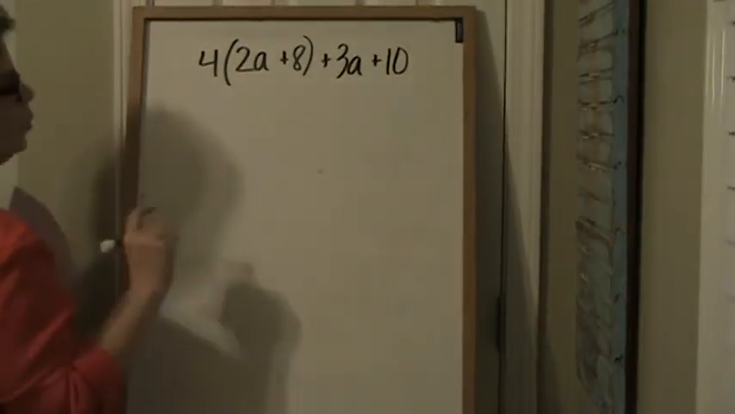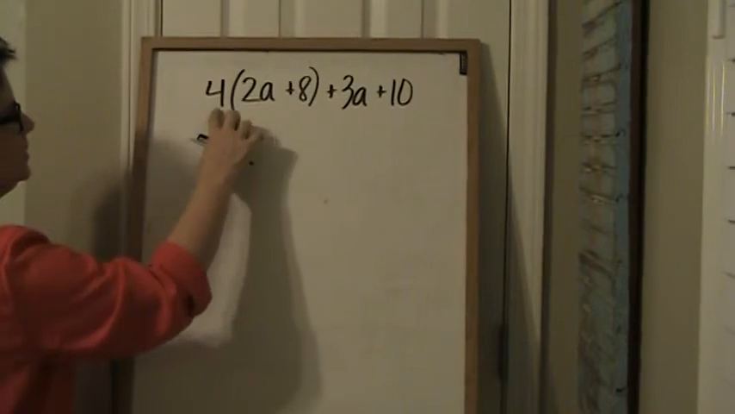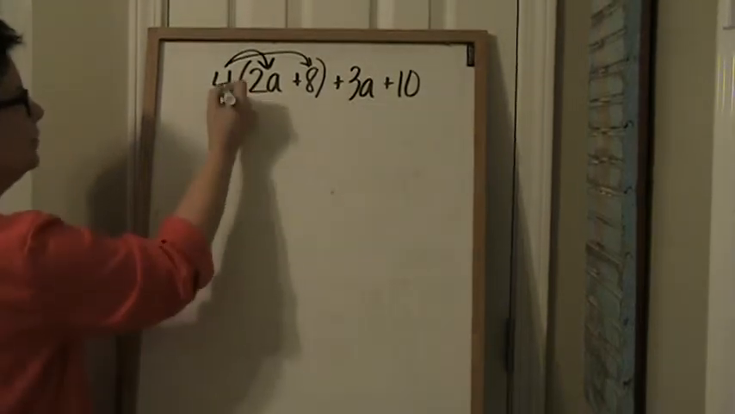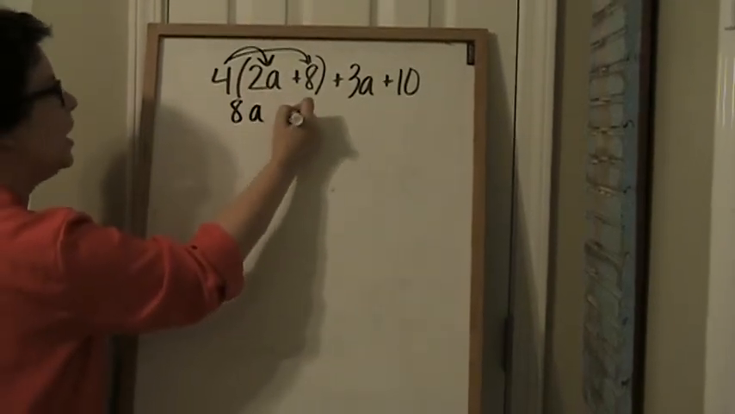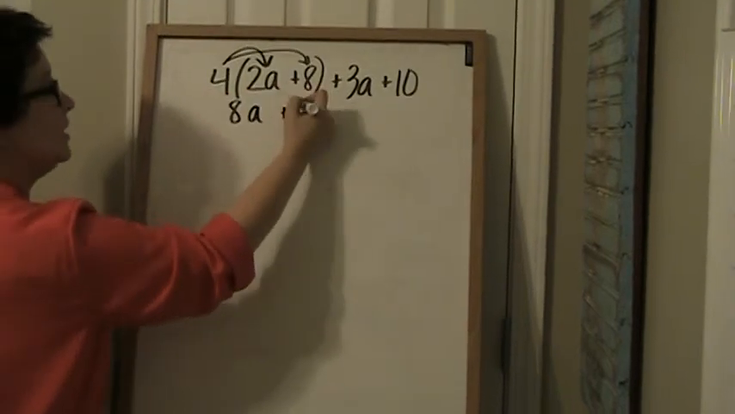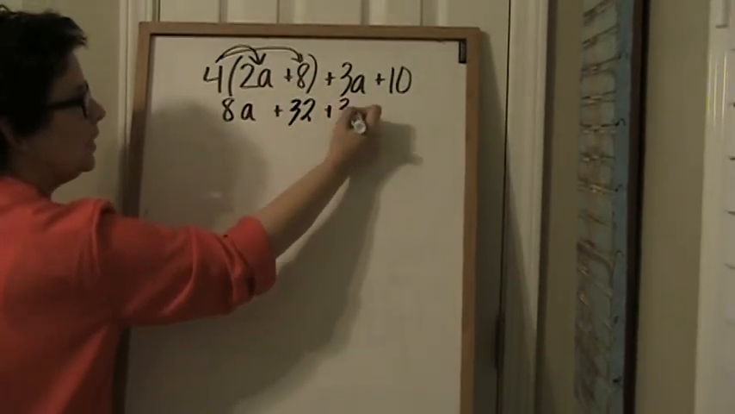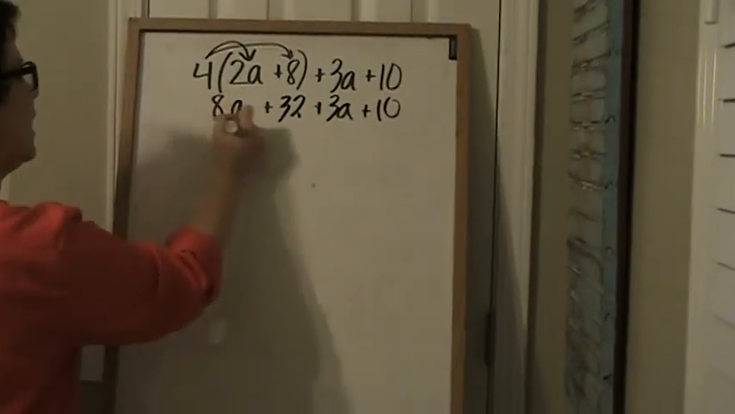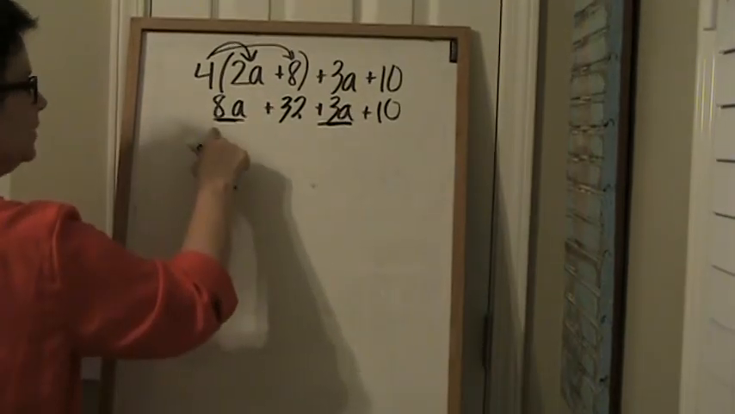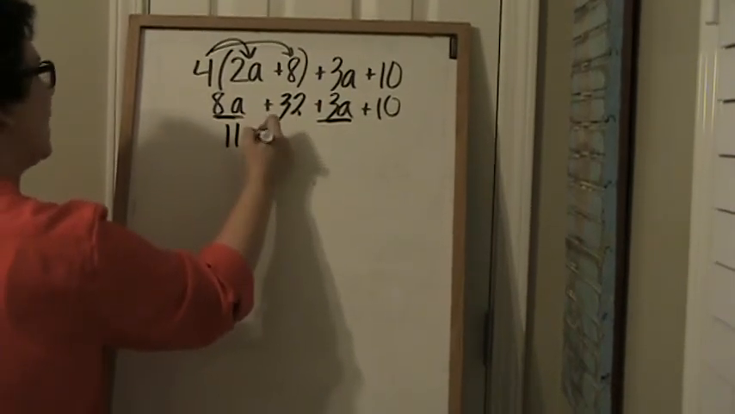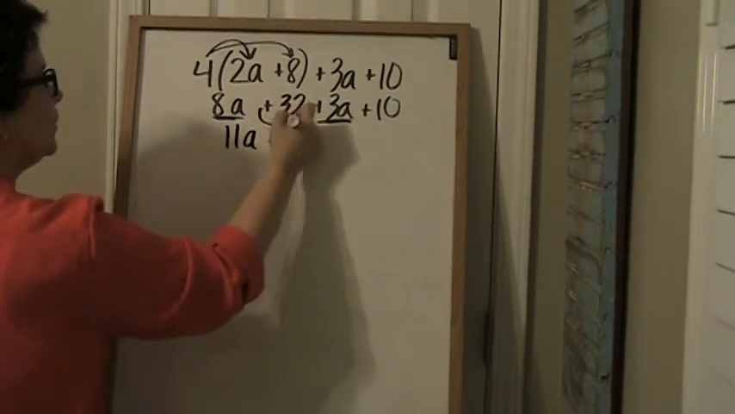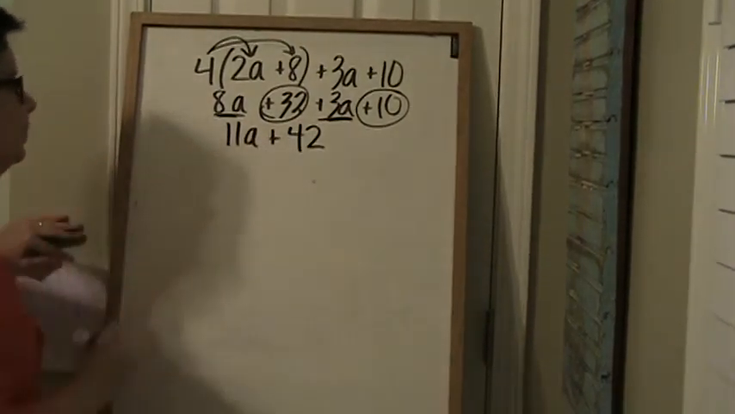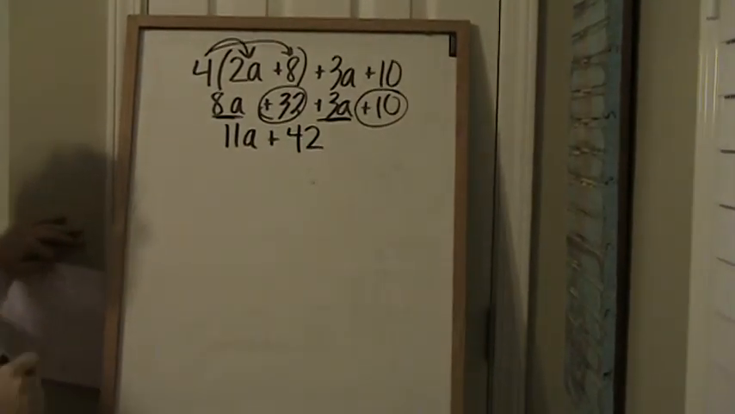All right. In order to simplify, right here, you should recognize that you can use the distributive property. Distribute here, distribute there. 4 times 2a is 8a plus, a lot of you forget this piece, 4 times 8 is 32 plus 3a plus 10. Combine like terms. I have an a and an a. 8 a's plus 3 a's give me 11 a's plus 32 plus 10 is 42. That is my simplified expression.